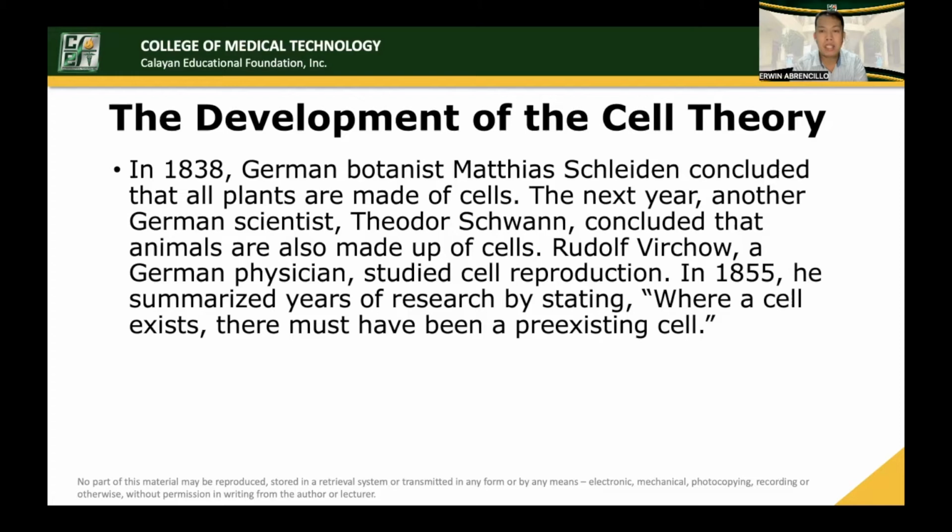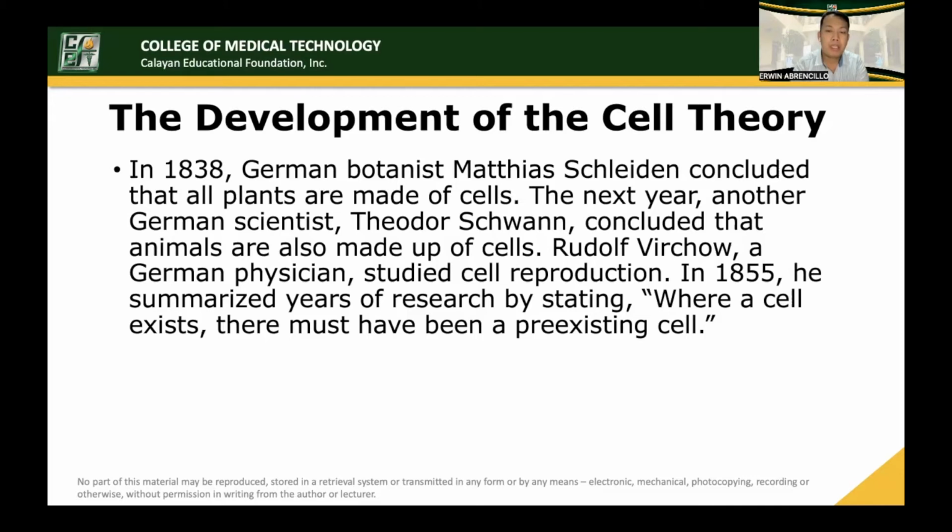Now, Matthias Schleiden and Theodor Schwann did not just conclude all these things, but these are also the result of their research. That's why they said that plants are made up of cells, or animals are also made up of cells.